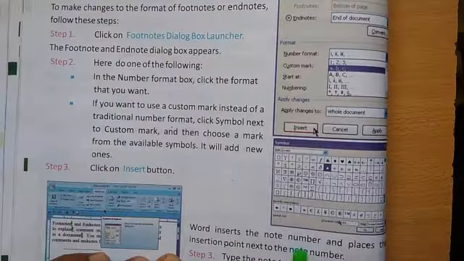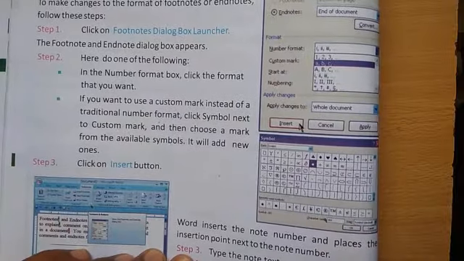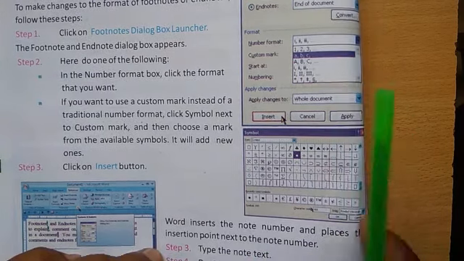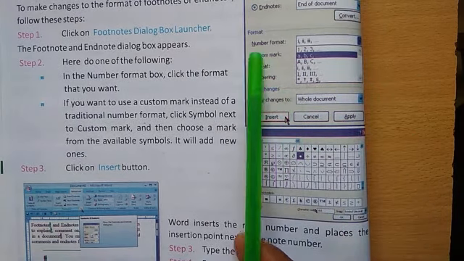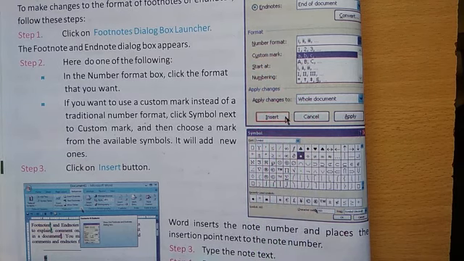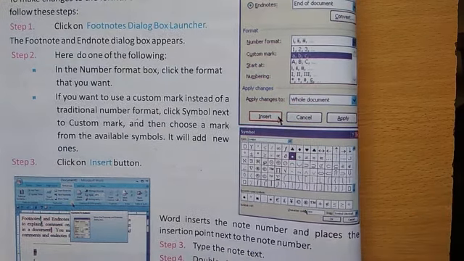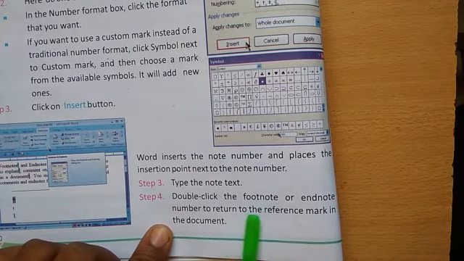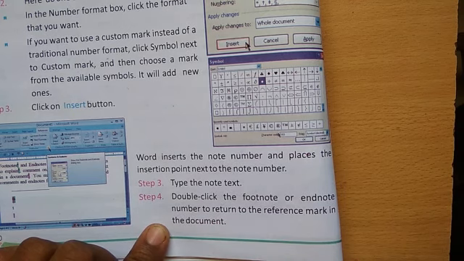Word inserts the note number and places the insertion point next to the note number, like given here. Footnotes or endnotes about format, or apply changes if you want to change them. Step 3. Type the note text. Step 4. Double click the footnote or endnote number to return to the reference mark in the document.